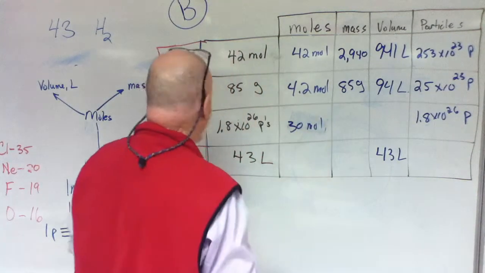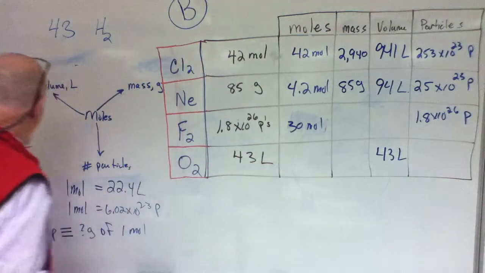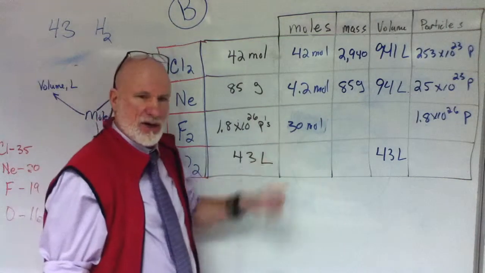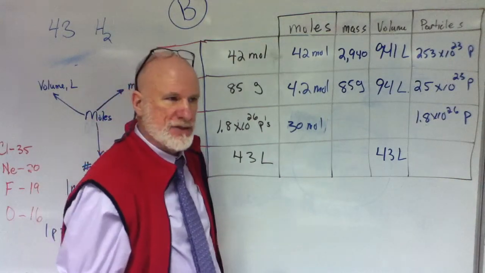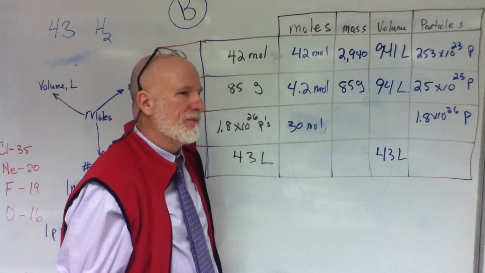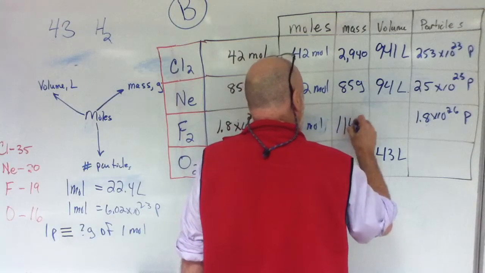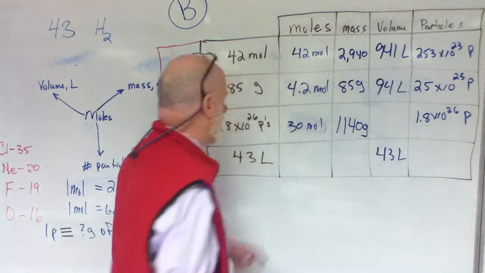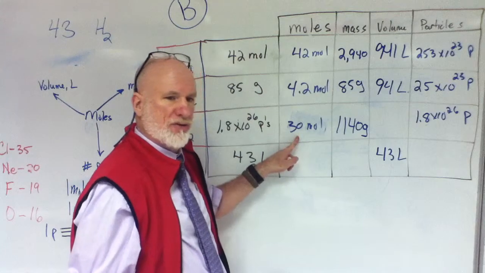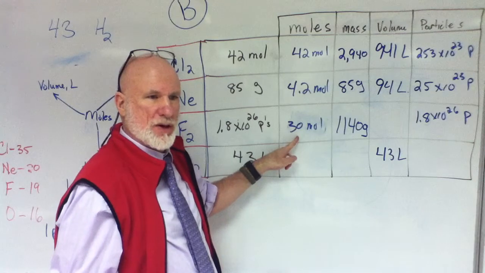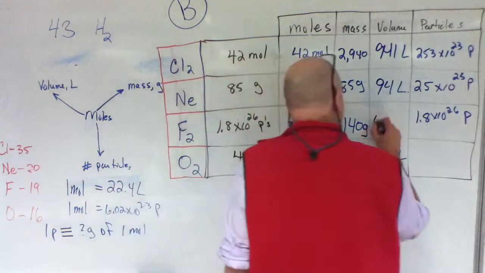All right, so what's 30 moles in grams? What's 30 times 19, and 19 is 38, right? 38 grams in 1 mole. So what's 38 times 30? 1,140. 1,140 grams. Okay, we're almost done. Hang in there, guys. What's 30 times 22.4? 672.